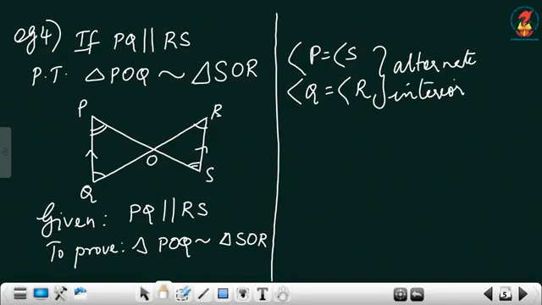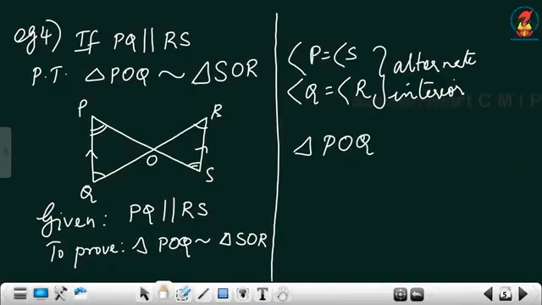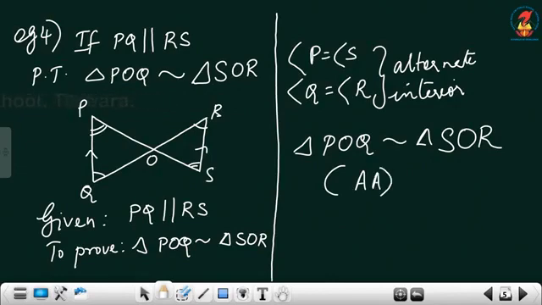So this is sufficient for proving. But we have to take the corresponding parts. When you name the triangles, you should take the corresponding parts. So triangle POQ I have taken is similar to triangle... corresponding part of P is S. Triangle S, O is same as O, and Q and R are corresponding. So triangle POQ is similar to triangle SOR using AA criterion.